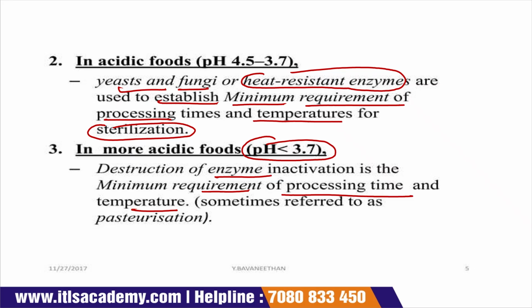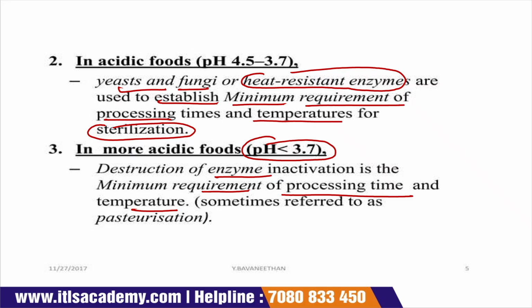Maximum heat is required when the pH is more than 4.5 but low; it comes under the category of low acidic food. But when we have an acidic food whose pH is in the range of 4.5 to 3.7, in that case most of the microorganisms will be destroyed and we require a minimum processing time.